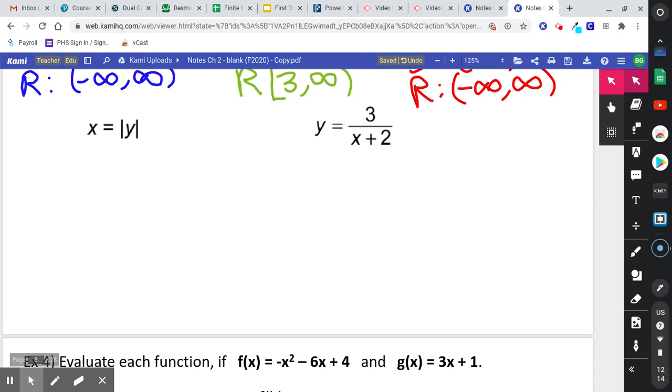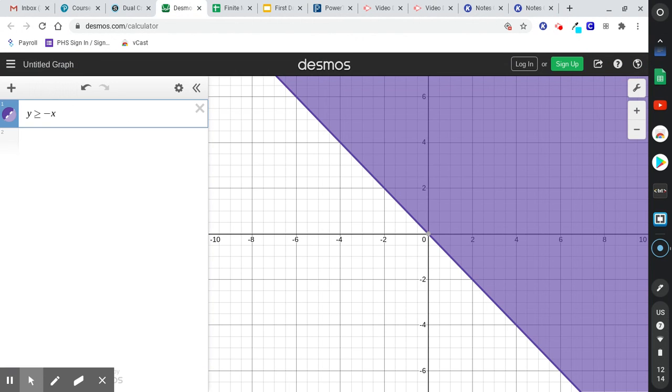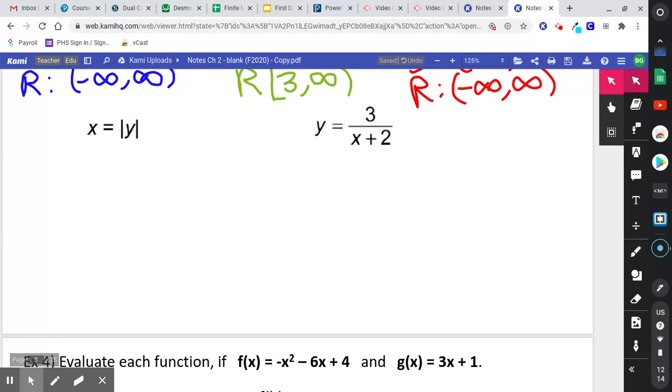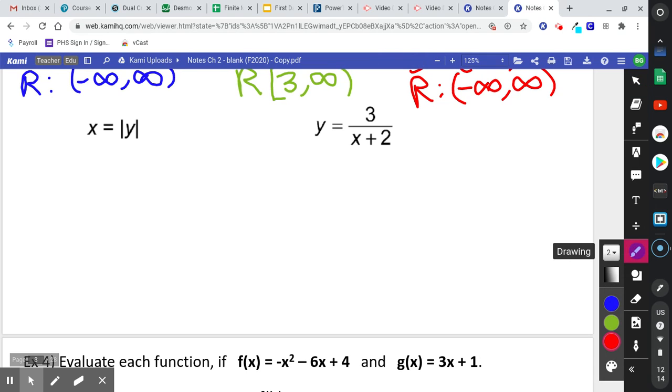Next one, x equals absolute value of y. You might not know what this one looks like. Okay, check it out. It's like a V shape on its side. Does that pass your vertical line test? It does not. So this is not a function.